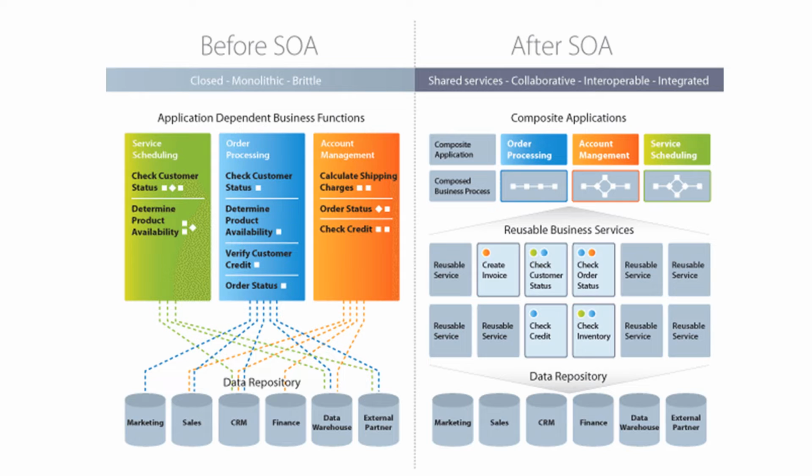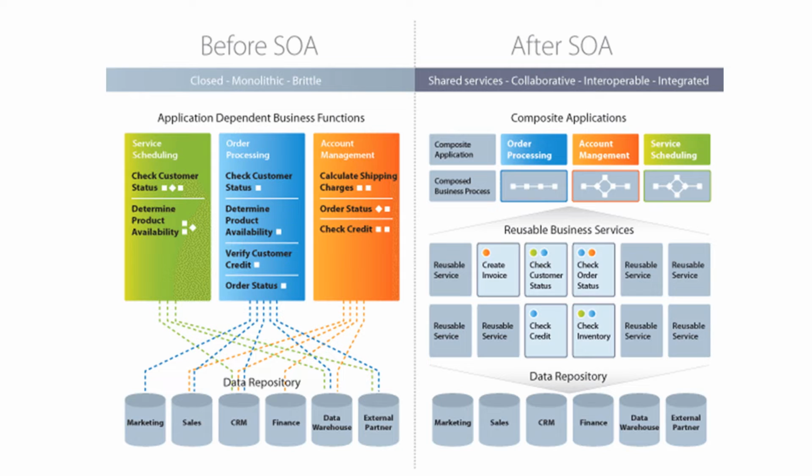All these three components are connected to data repository. This data repository has marketing, sales, CRM, which is customer relationship management, finance, data warehouse, external partners. So these data repositories are connected to the three different components of service scheduling, order processing, and account management.